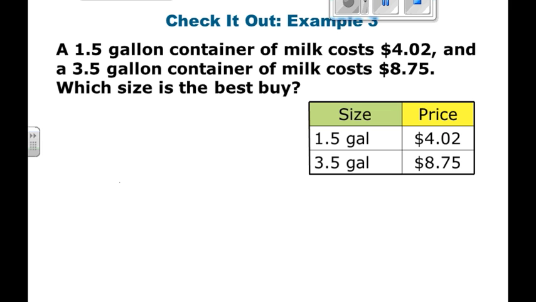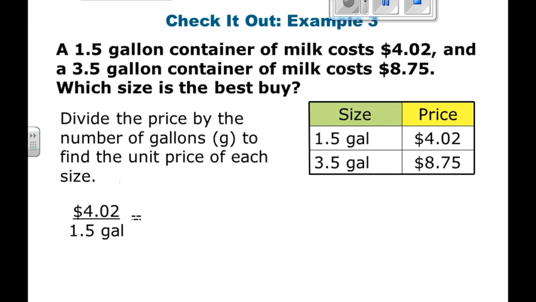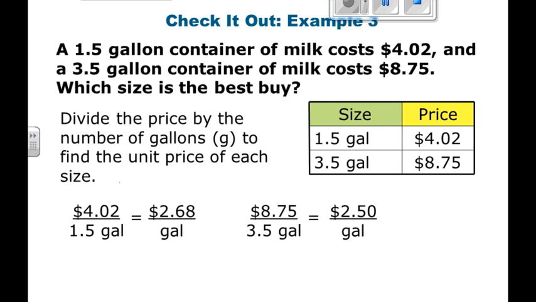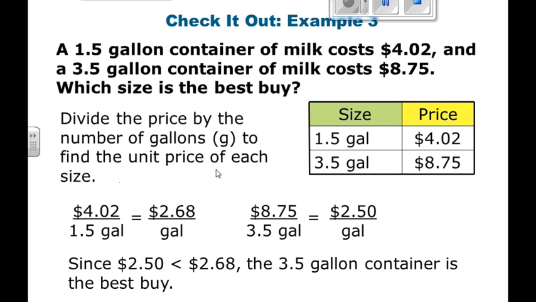All right, we're going to do the same thing. It says which one is the better buy. So we're still going to do price per gallon this time. So the price is going to go on top. The gallons are going to go on the bottom. So 4.02 divided by 1.5 is going to be $2.68. We're going to divide both by 1.5 to get the 1 in the denominator. And when we divide the 8.75 and 3.5 by 3.5, we get $2.50. The better buy is going to be the $2.50 per gallon because it is cheaper than the $2.68 for the same amount of gallons.